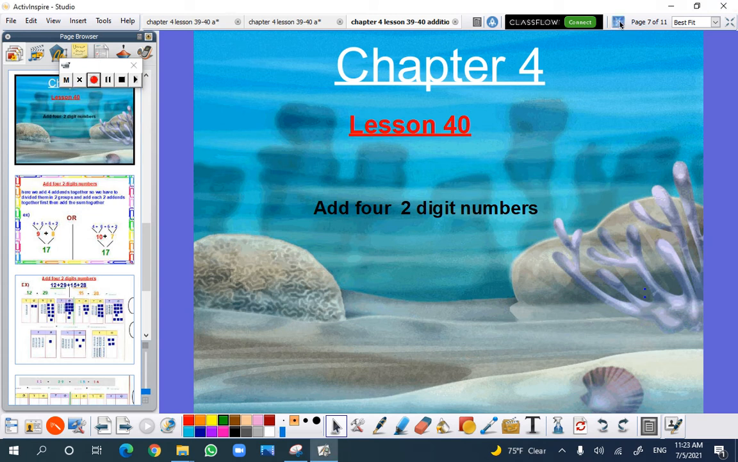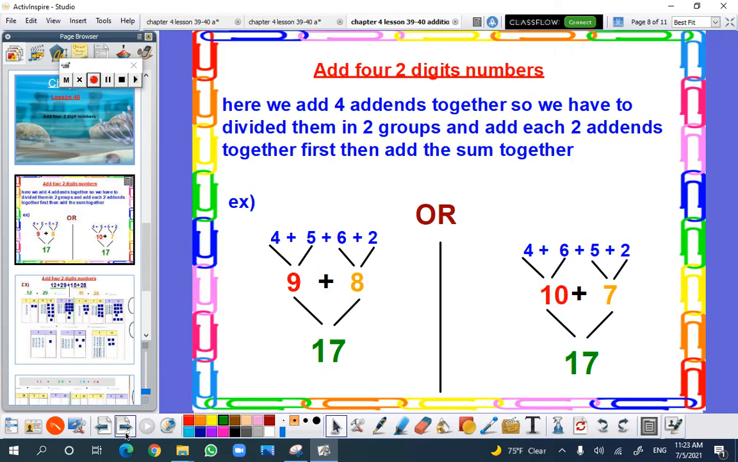Today we are going to explain the last part on chapter 4, which is lesson 40, which is talking about add 4 two-digit numbers. But first, what is the meaning of add 4 two-digit numbers? Let's see together. Here we have 4 addends or 4 numbers and we need to add them together.